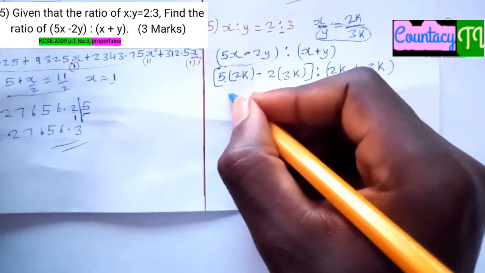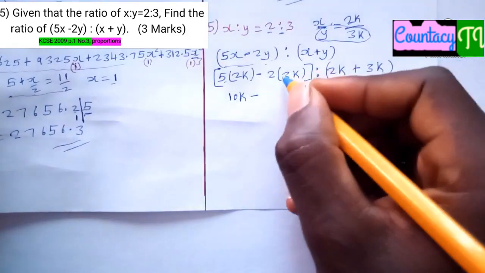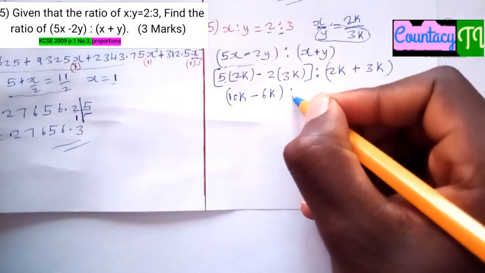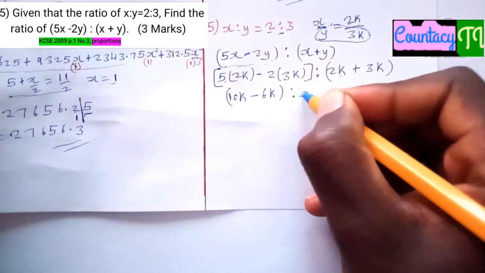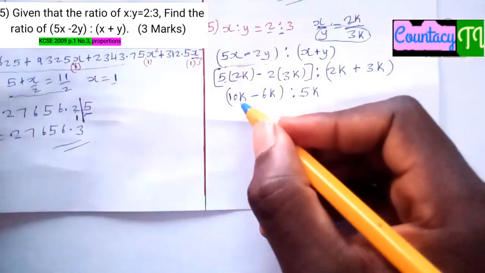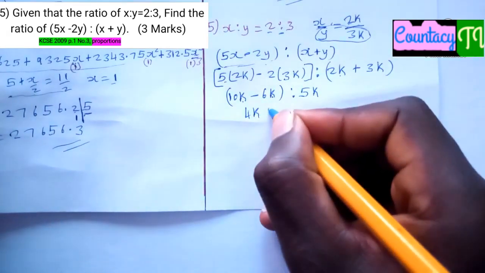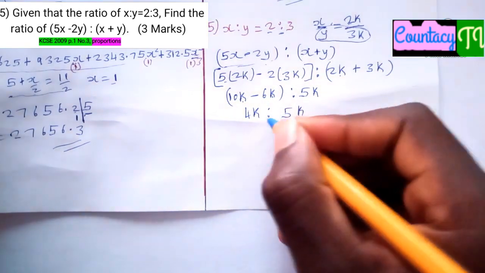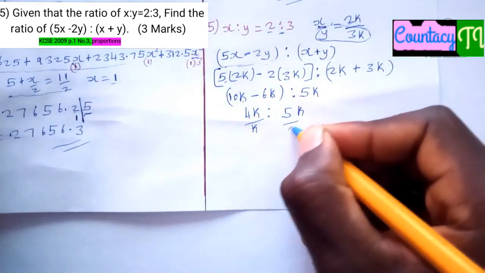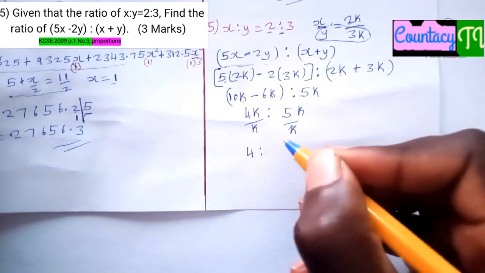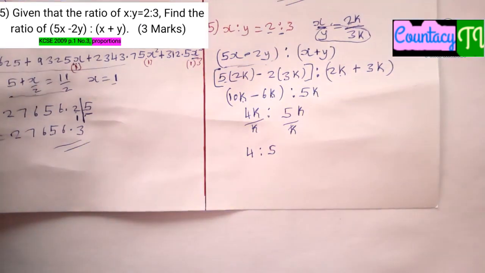5 times 2k, that's 10k, minus 6k, is to 2 plus 3, that's 5k. Finally, we have 10k minus 6k, that's 4k, is to 5k. We can divide by k all over, by k all over, to simplify our ratio. Finally, we get our ratio as 4 is to 5. With that, you get your 3 marks.